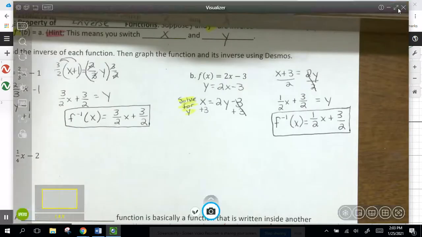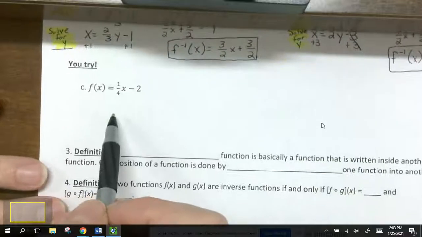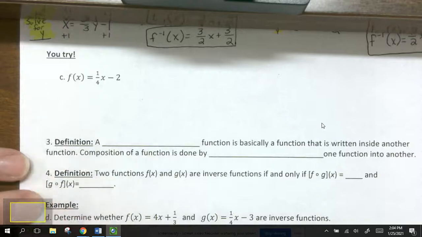All right, if we go back to here, there is a you try problem. I would like for you to pause the video, try this problem, and then come back and I will work it.